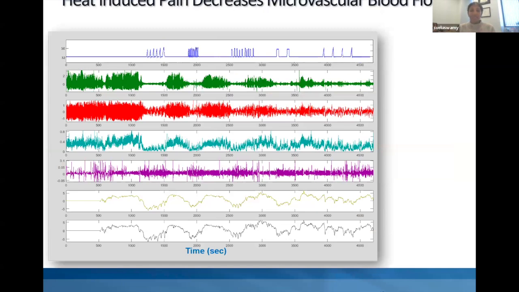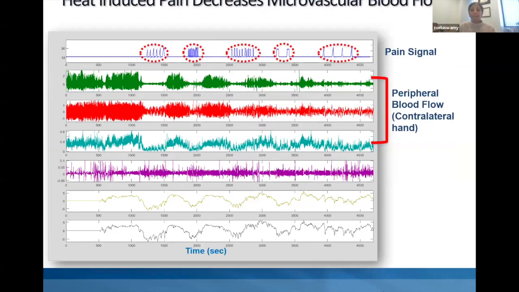It looks like a bunch of squiggly lines, but I'll briefly go through it so it makes a little bit of sense. The top signal in blue is actually pulses of pain. You see those spikes, those are actually pulses of heat pain that were delivered to the patient. And then the next three are actually measures of peripheral blood flow. And the bottom two, you have the brain oxygen, brain blood flow data.